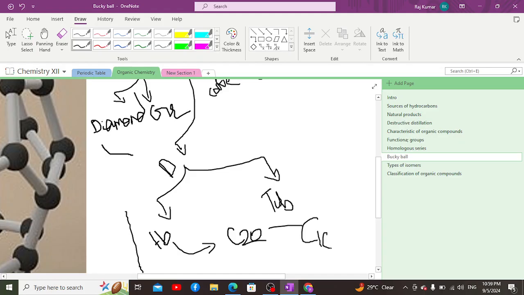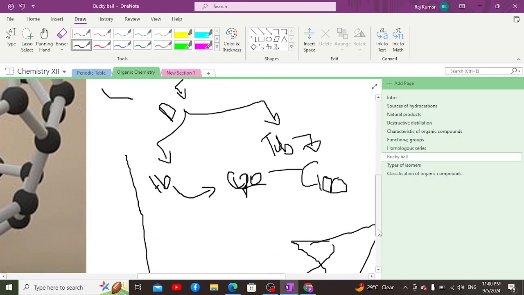If we talk about the range of carbon atoms, the lowest carbon atom fullerene is C40, and the highest carbon atom fullerene is C100. Now, in between them, the most stable form of the fullerene is the C60 form. And that C60 form is basically what we call the Bucky ball.